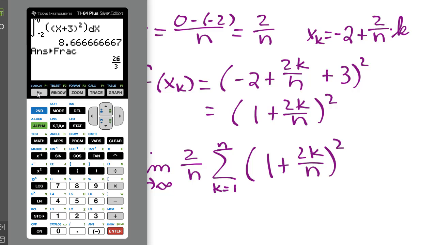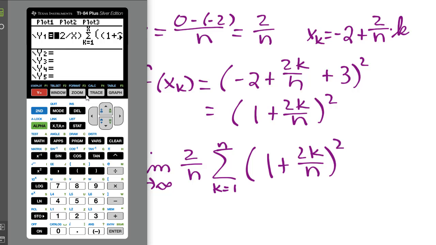Now on my y equals, I already have it typed out here, but I've got 2 over x times the summation of k equals 1 to x, and then we've got 1 plus 2k over x squared. That's what I have there. I'll scroll back through slowly. We got 2 over x. There's my summation.